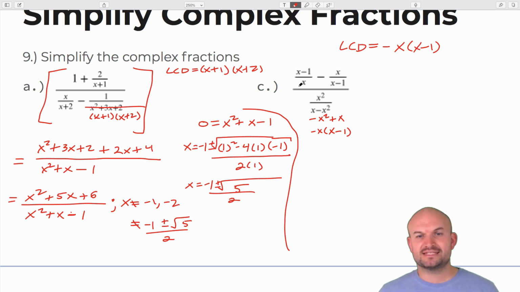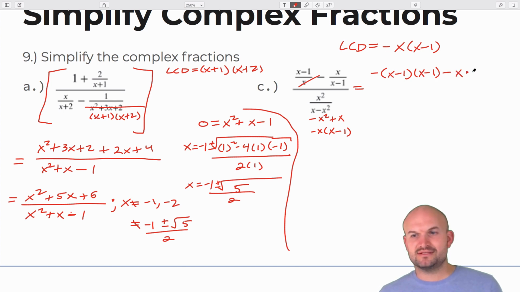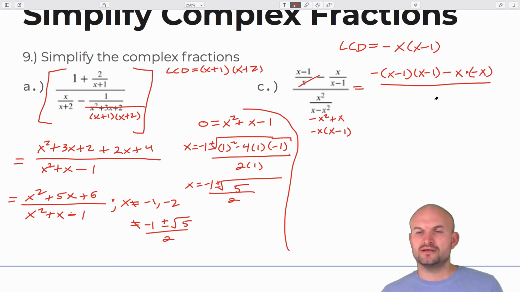So here, my x's are going to divide out. But therefore, I'm going to have a negative x minus 1 times x minus 1. So let's see, that's going to be a negative x minus 1 times an x minus 1. Over here, my x minus 1s are going to divide out, so that's going to leave me with a negative x times a negative x. Over, everything divides out over here, leave me just with an x squared.